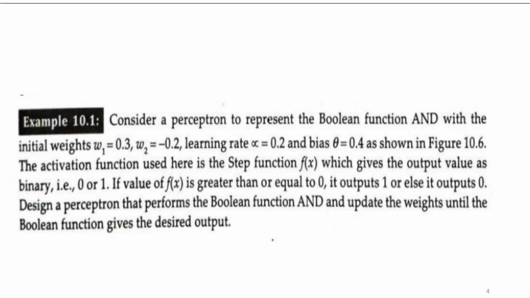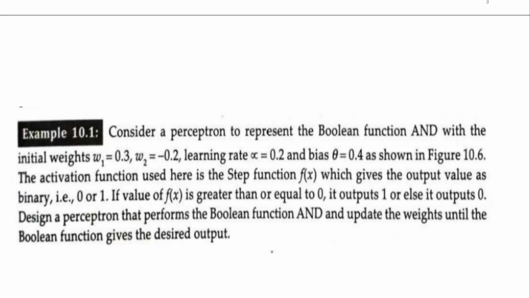Let us take one example. We are going to test it on an AND gate. You know the truth table of an AND gate having two inputs. If both inputs are 0, the output is 0. If both inputs are 1, the output is 1. If one of the inputs is 0 and the other is 1, the answer is 0.